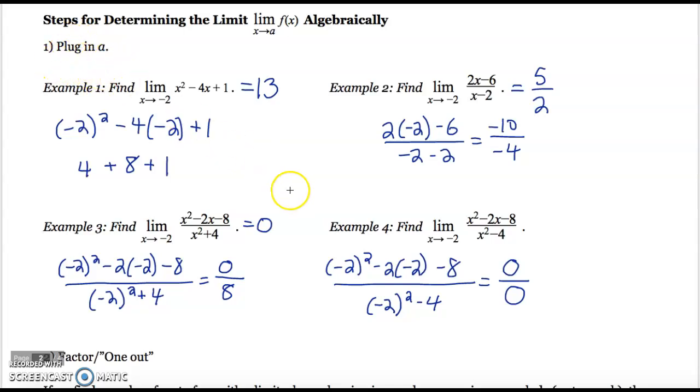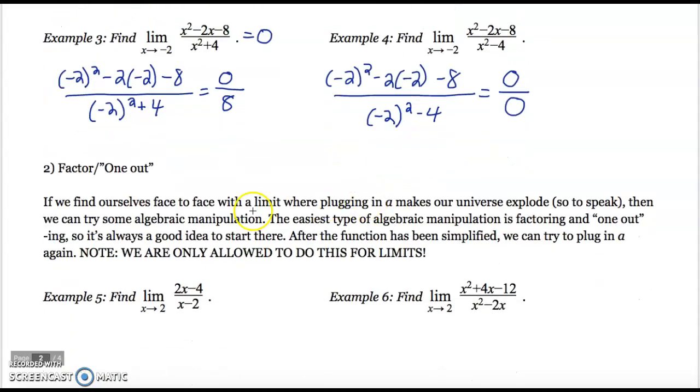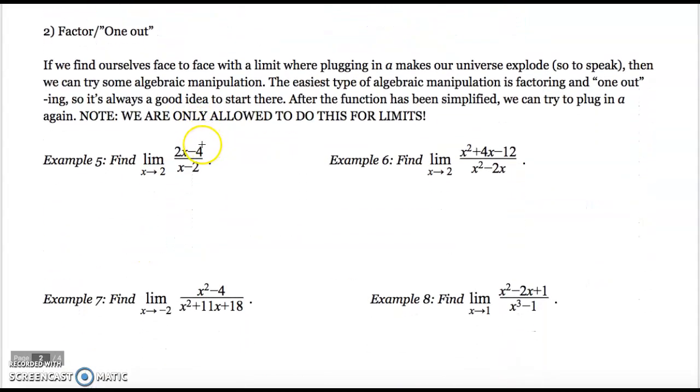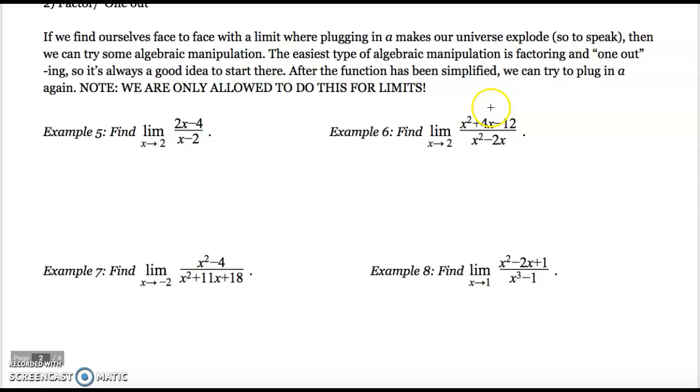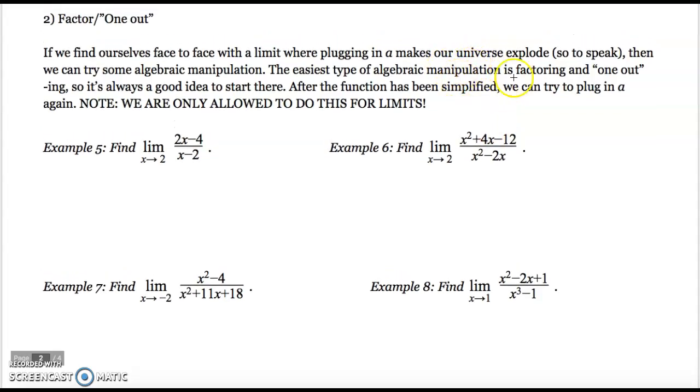So let's go ahead and we'll try our next strategy. Factoring, or one out, as another way of putting it, is another way to deal with these types of limits. So I like to refer to, if you're plugging in a value and it gives you 0 over 0, I often refer to that as it makes our universe explode.